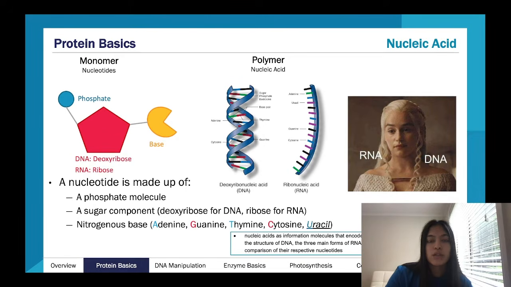So in terms of RNA and DNA, the main difference is, again, the type of sugar. DNA has deoxyribose sugar, RNA has ribose. Be aware of this. You may get questions that will trip you up.